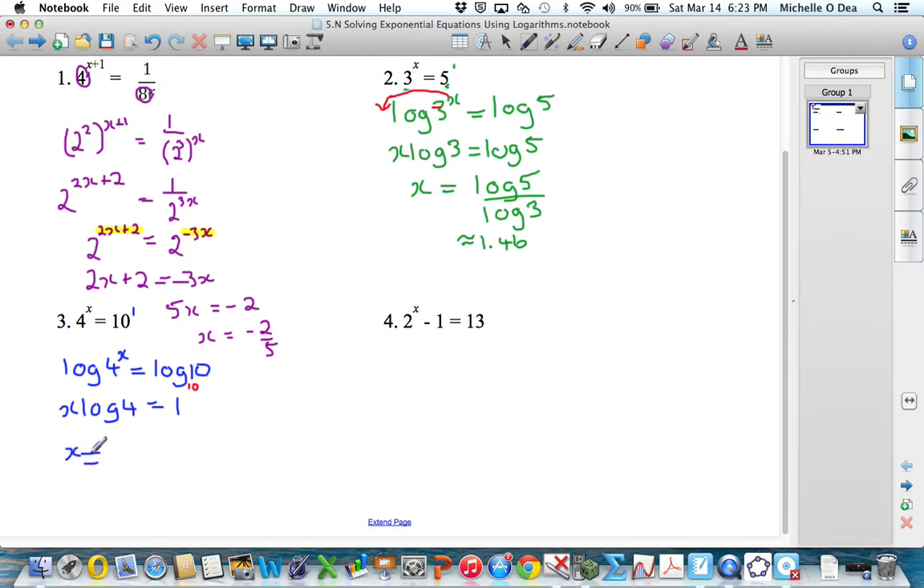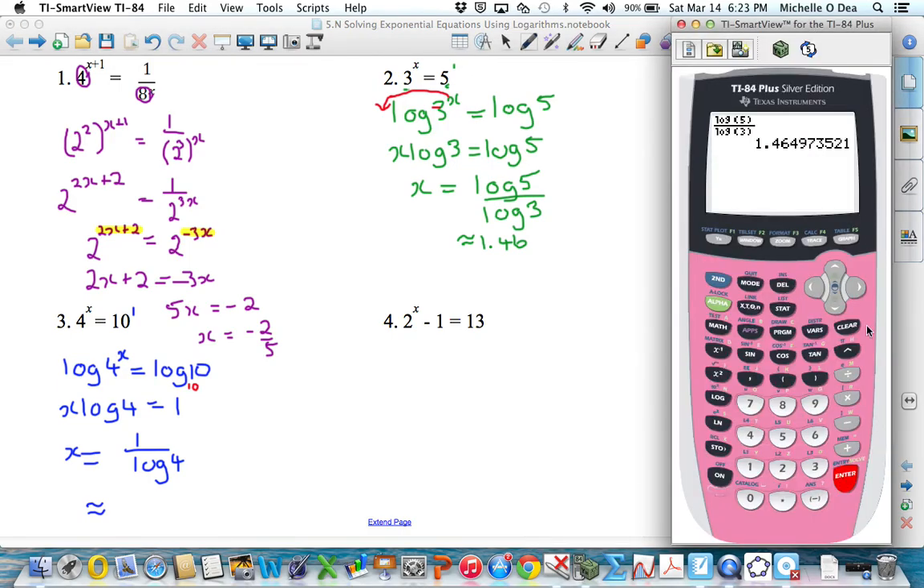So making x by itself, remember it's x multiplied by log 4, so we're going to divide both sides by log 4. And then again, you could leave it as it is, that's your exact answer. Or we get an approximate answer using our calculator. Let's just clear this. And I'll go alpha y equals and enter to get the fraction 1 over log 4. So it looks like how we wrote it.